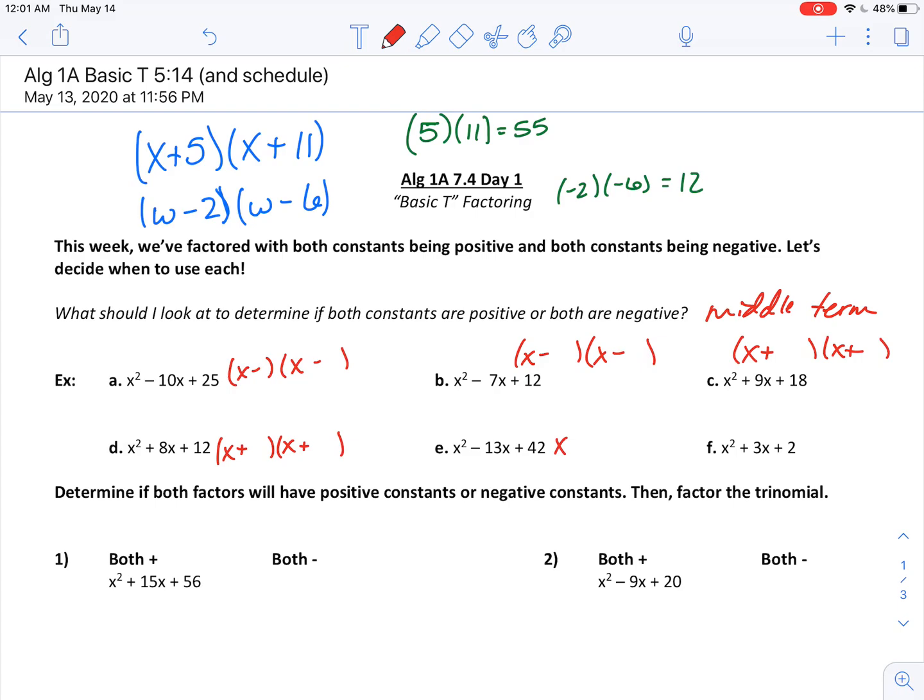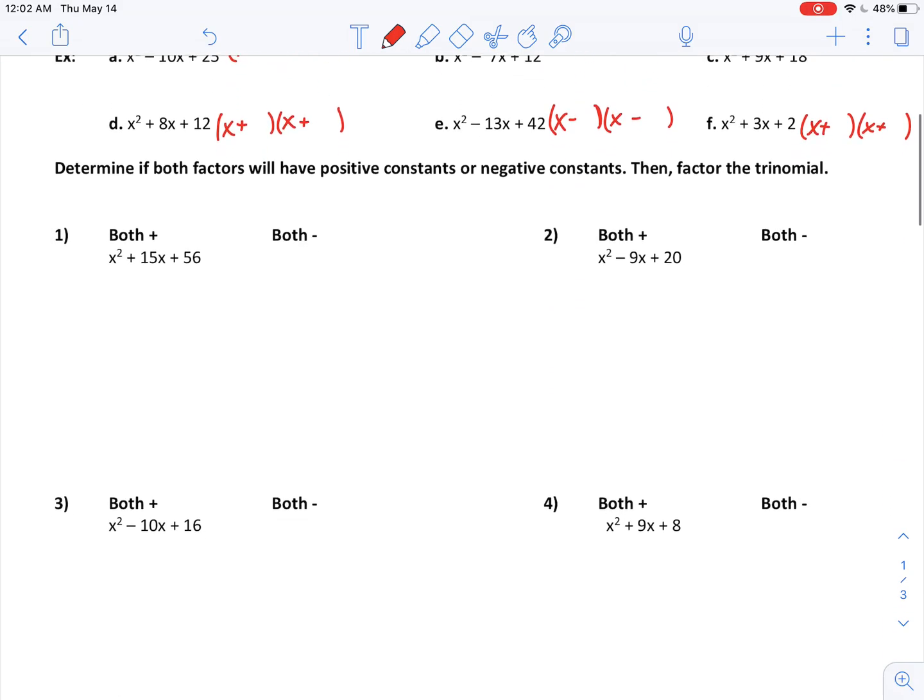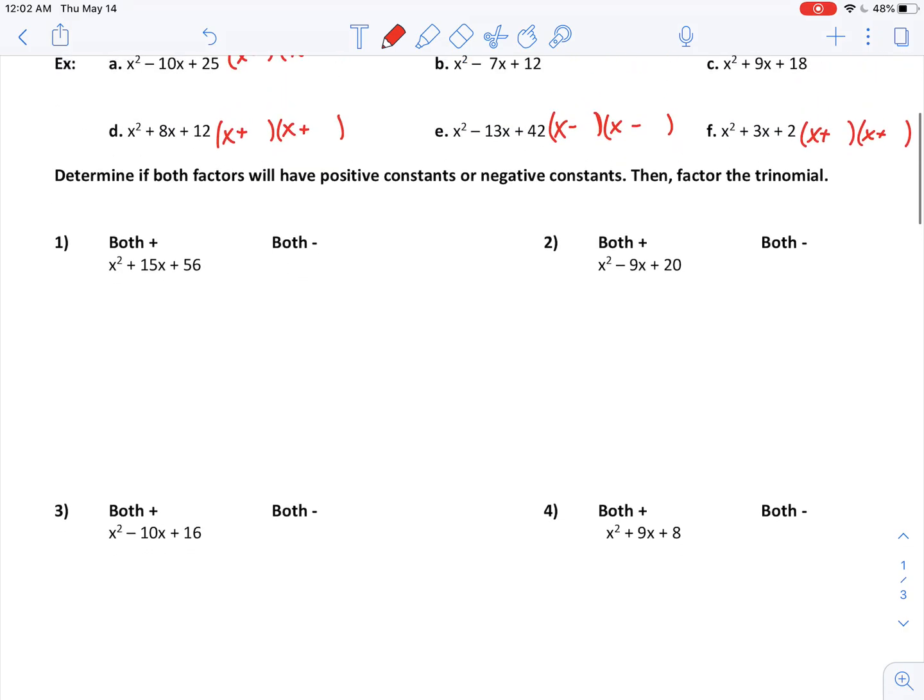Here in E, I've got a negative, so this is going to be x minus something and x minus something else. And last but not least, I have a plus in the middle, so that'll be x plus something and x plus some other number. So let's determine here what we're looking at. 1 through 4, let's do these.